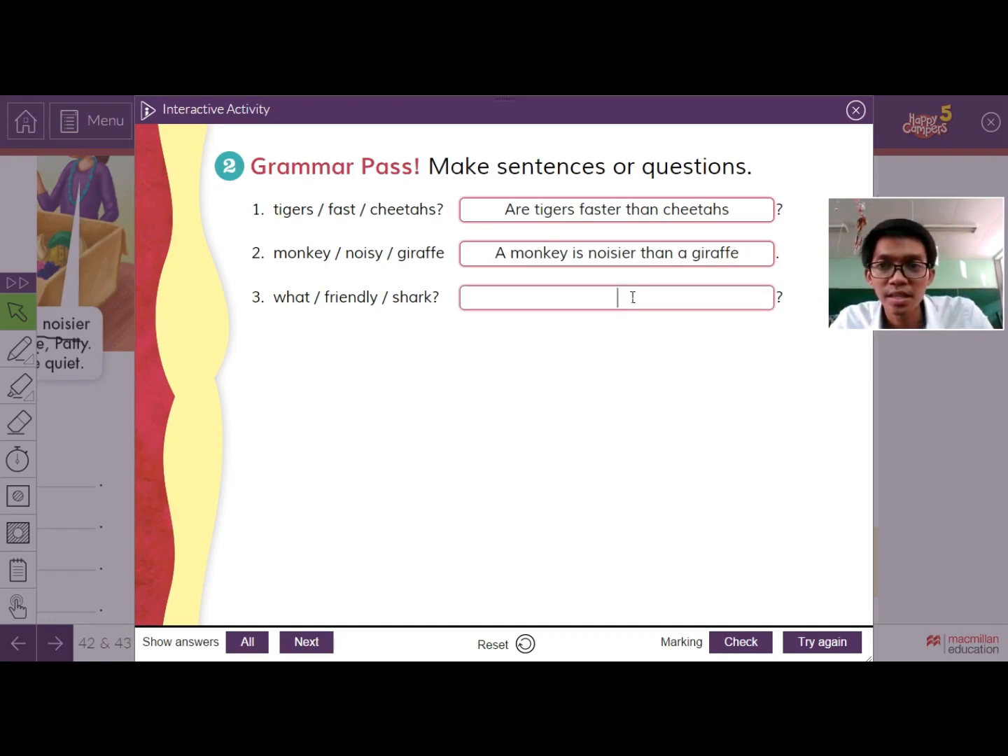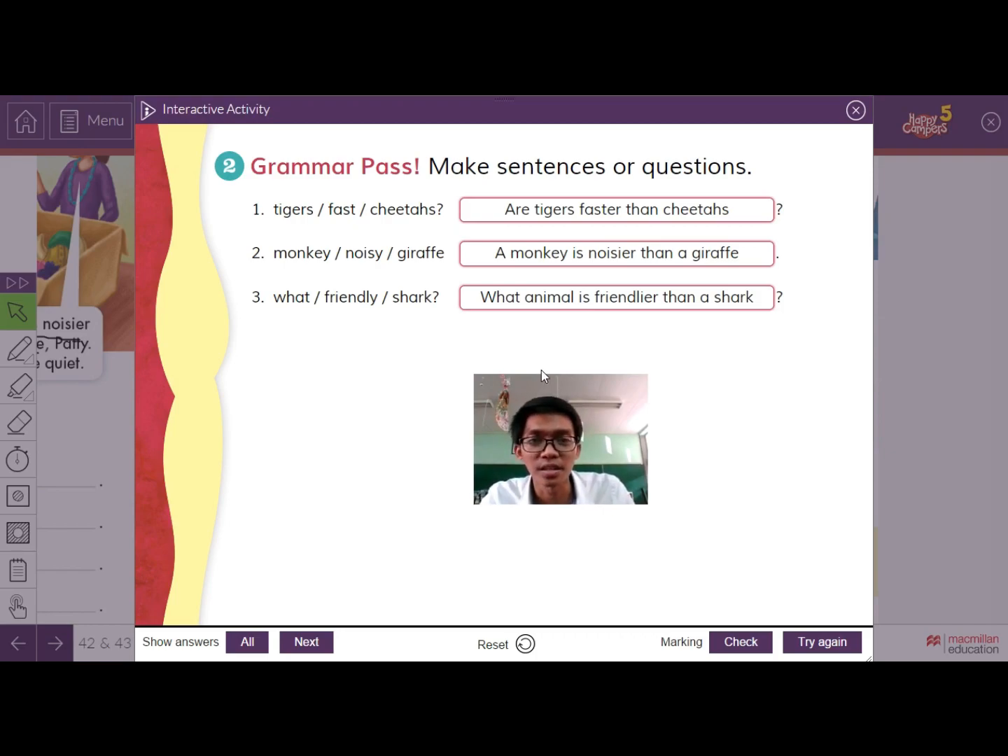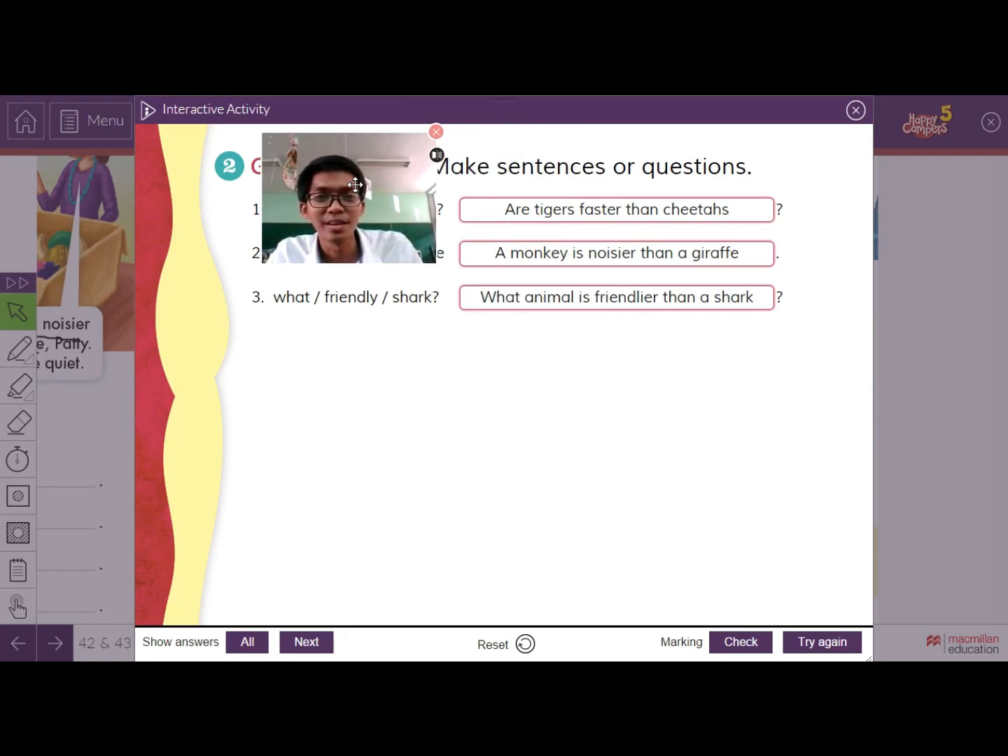Now number 3. It's a question with the word what. So what, and make the comparing words friendlier than a shark. Okay, now let's check this out. Oh, something is wrong here. What's friendlier than a shark? I guess we just write what is. Let me check. What animal is friendlier than a shark? But if you just write what is friendlier than a shark, it is also correct. That's okay.